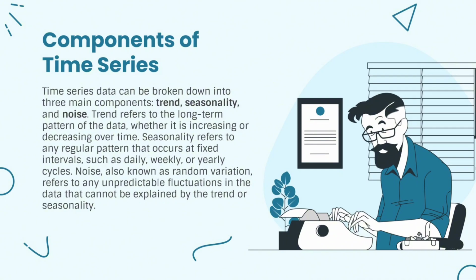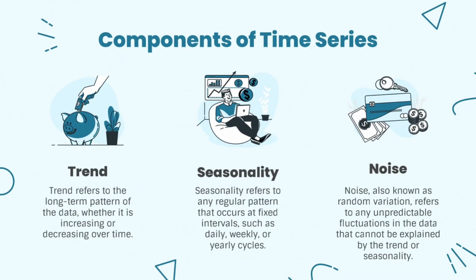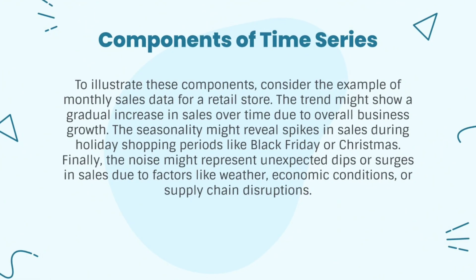To illustrate these components, consider the example of monthly sales data for a retail store. The trend might show a gradual increase in sales over time due to overall business growth. The seasonality might reveal spikes in sales during holiday shopping periods like Black Friday or Christmas. Finally, the noise might represent unexpected dips or surges in sales due to factors like weather, economic conditions, or supply chain disruptions.